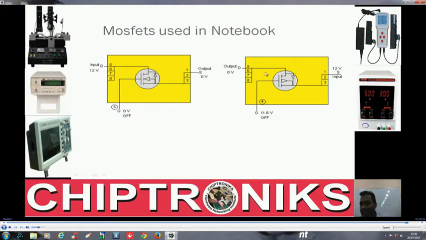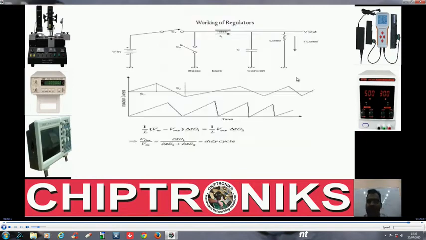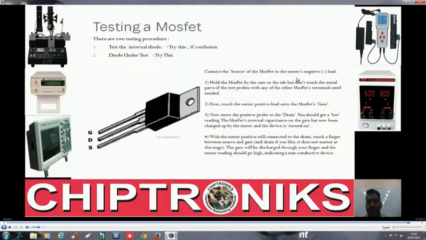Similarly, you can check here also. If you put the positive probe onto the drain and the negative probe on the source, in the diode range it gives you a value between 0.5 and 0.6, then this damper diode is good. That means this MOSFET is good. This is one way. But sometimes this test fails, so we have to have another kind of test.